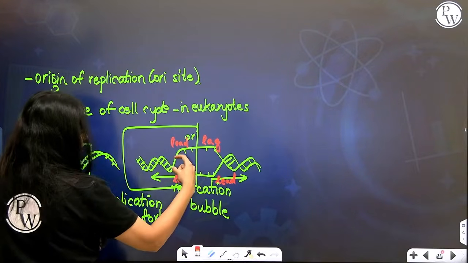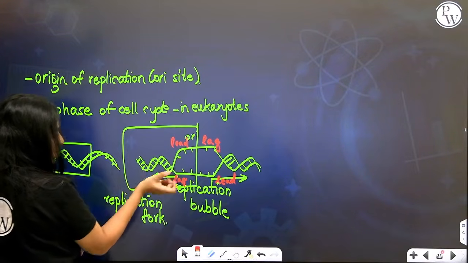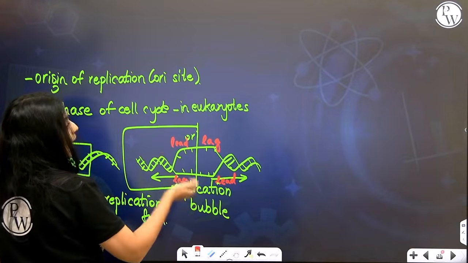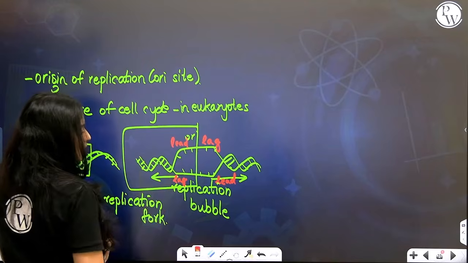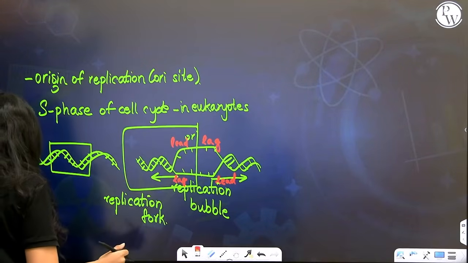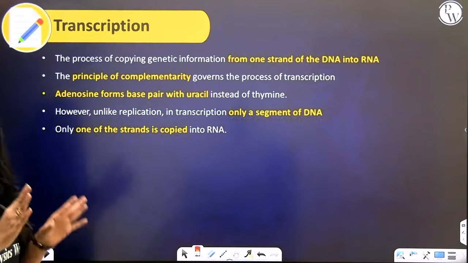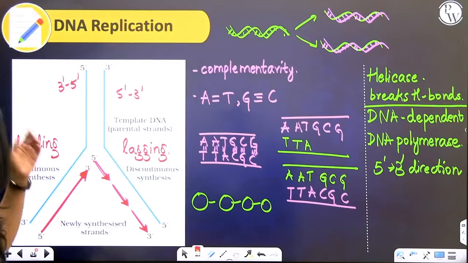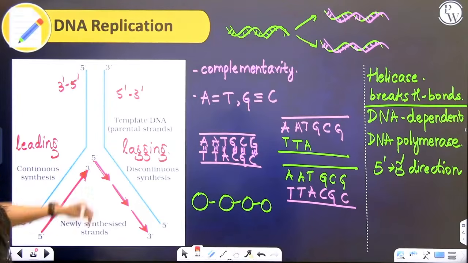The helicase enzyme is going to break hydrogen bonds this way as well as this way. DNA polymerase is going to add new nucleotides complementary to the template strand in both directions. So at the end of replication, you will have 4 strands of DNA or 2 molecules of DNA. Alright, so that's about leading and lagging strand.